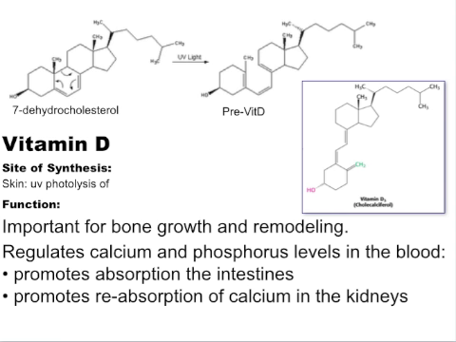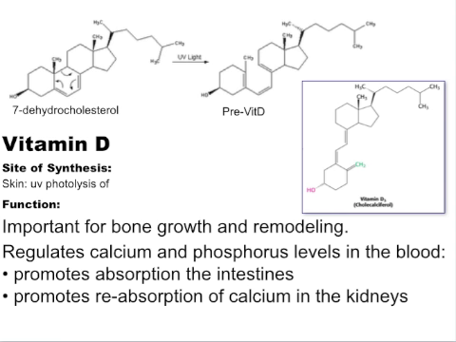The site of vitamin D synthesis is the skin, and what we're going to do is we're going to use the energy from the sun to actually cleave a bond to make pre-vitamin D. This is then going to rearrange to form vitamin D.